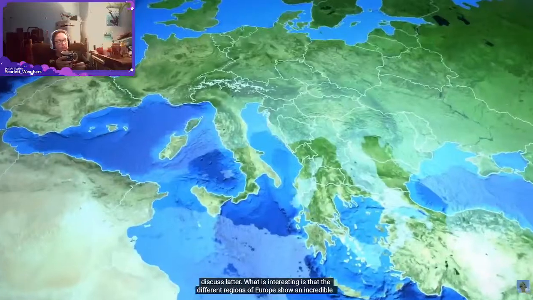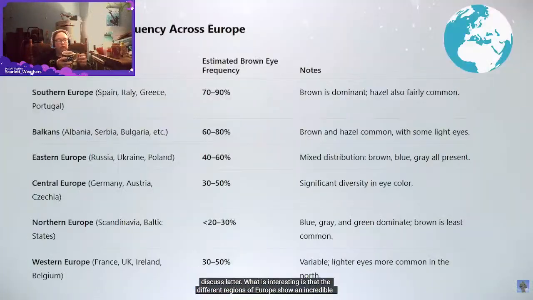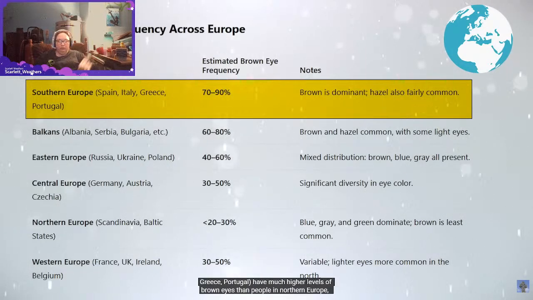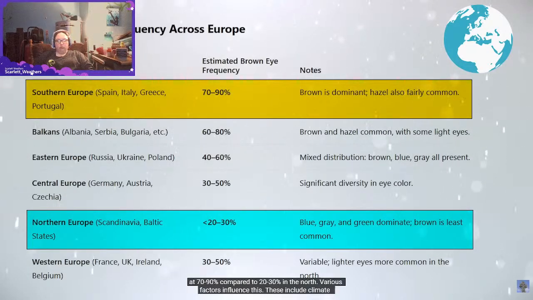What is interesting is that the different regions of Europe show an incredible level of variability of brown eyes, as this table shows. People in southern Europe, in places like Spain, Italy, Greece and Portugal, have much higher levels of brown eyes than people in northern Europe, at 70 to 90% compared to 20 to 30% in the north.